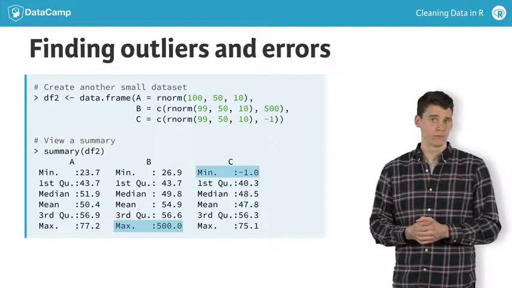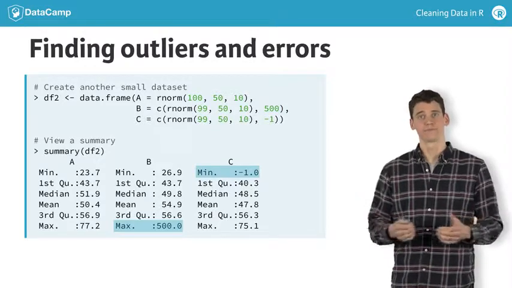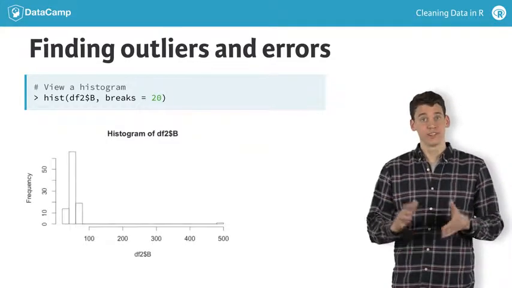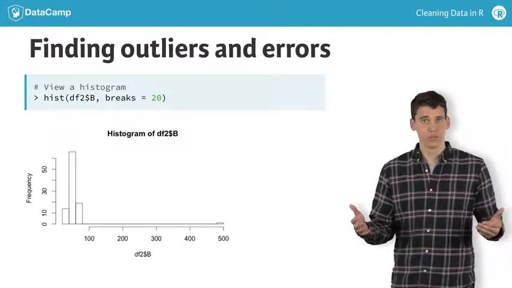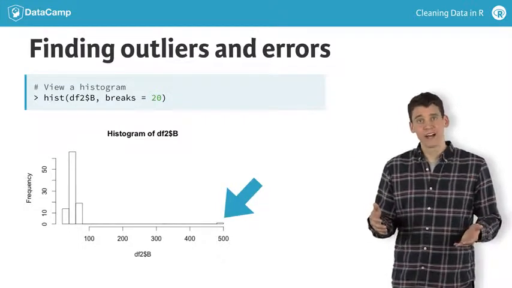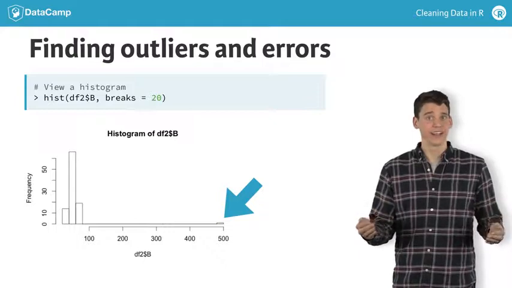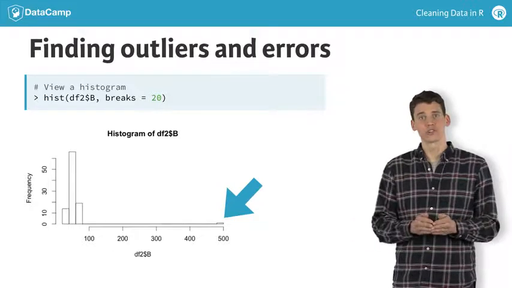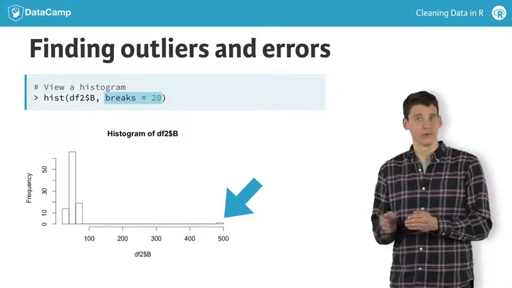But our view of the distribution of values in, for example, column B is limited in the summary output. For a more complete view, we can view a histogram of B using the hist function. Here, it's clear that all values are concentrated well below 100, but that there's a single value up at 500, suggesting that perhaps an extra 0 was accidentally added to what should have been a 50. Notice in the call to hist that we can control the number of buckets or breaks into which the data are broken up with the breaks argument.